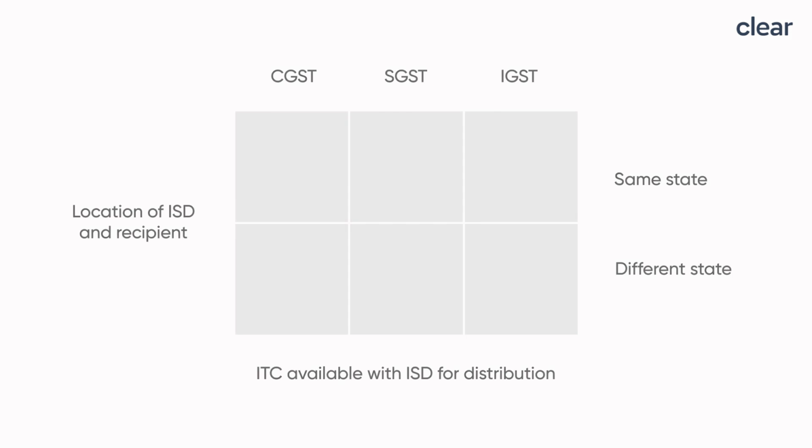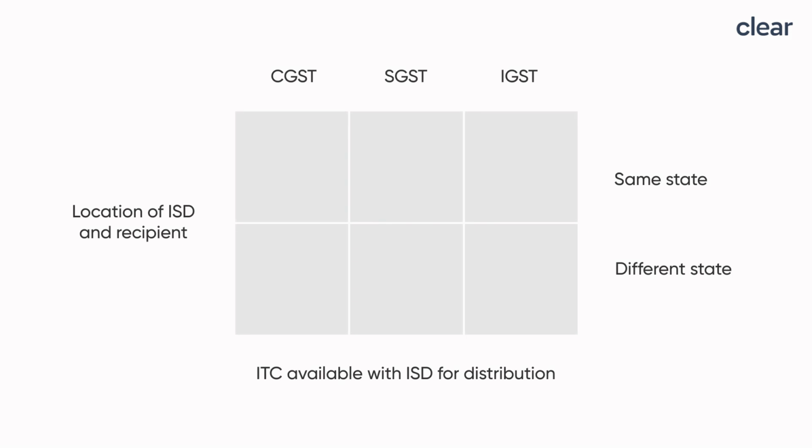Here, one must recall that any interstate sales attract IGST, whereas any intrastate sales or sales within the state attract both CGST and SGST. So the answer to this question depends upon whether the ISD and the recipient unit are located within the same state or different states. Take a look at this 2x3 matrix on your screens.